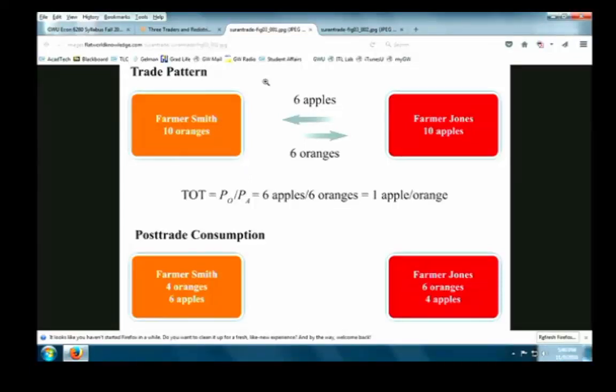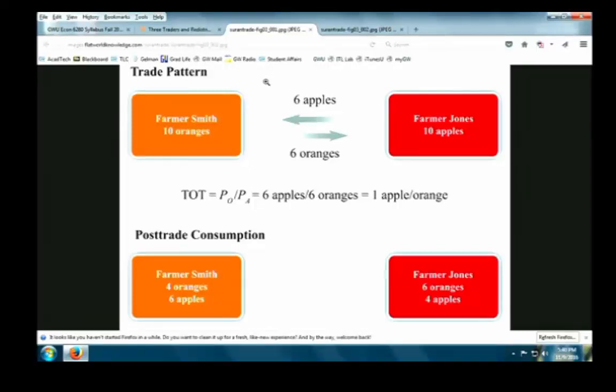And as a result, we're highlighting down here at the bottom the final consumption pattern for the individual farmers after trade has occurred. So Smith is consuming four oranges and six apples. And we know that if it's mutually voluntary, he must believe that this is better for him than consuming just 10 oranges, or he wouldn't have traded. And the same thing is true for Jones. Jones has six oranges and four apples. That's better than he would have had he not traded at all. Trade is good. Same conclusion we had before.